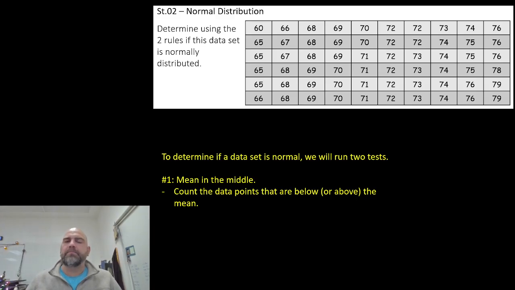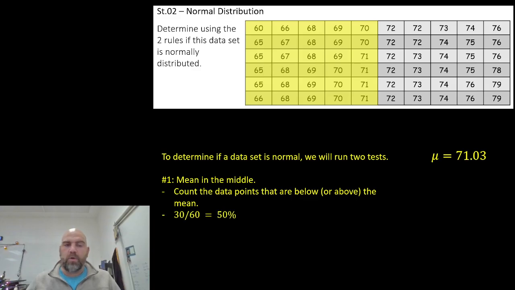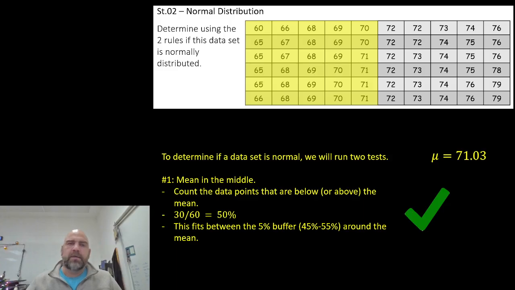Count the data points that are below or above the mean. I'm going to use below for this one. So the mean is 71.03. That means that all of these data points, 71 and lower, are going to be part of that. So count them up. There's 30 of them out of the 60 in total. So 30 out of 60 happens to be exactly 50%. Woohoo! It's always fun to see that. And so therefore it fits within that 5% buffer, 45 to 55% around the mean, and check mark, yes. Test number one is good.